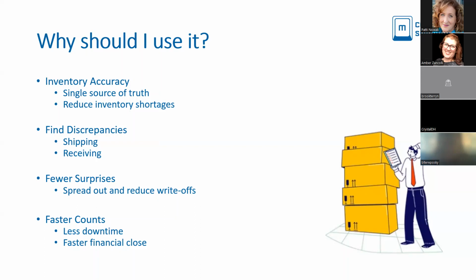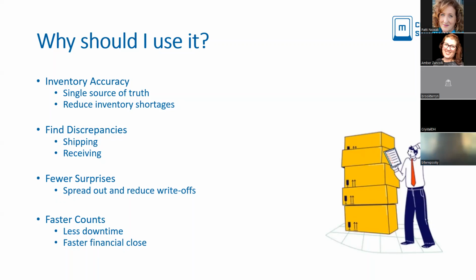These factors mean we have less inventory write-offs and obsolete inventory. And when write-offs are required, we're able to spread them out over time rather than being shocked by a huge adjustment number at year end. Cycle counting in Plex helps to speed up the counting inventory process, reducing the downtime required to take your inventory.